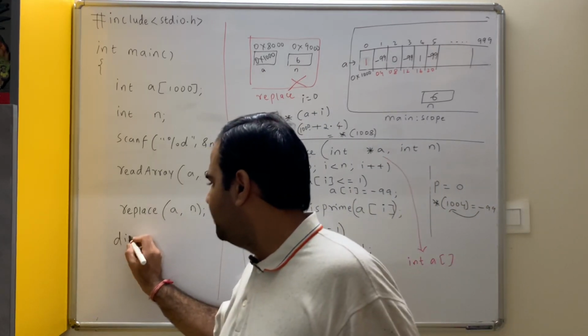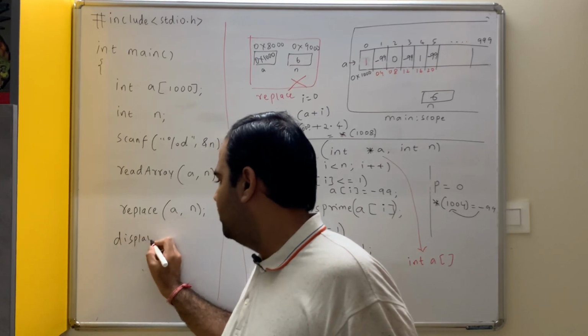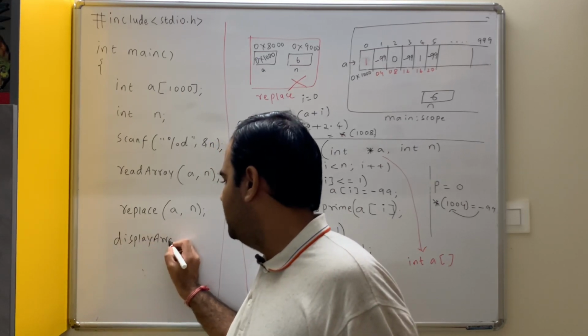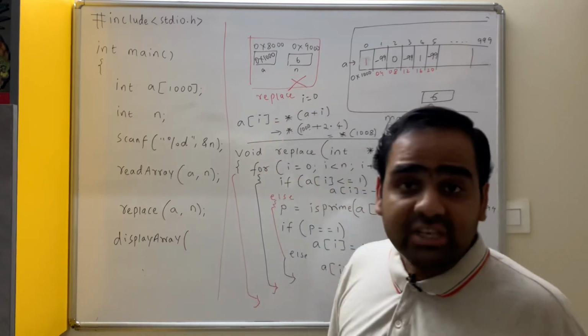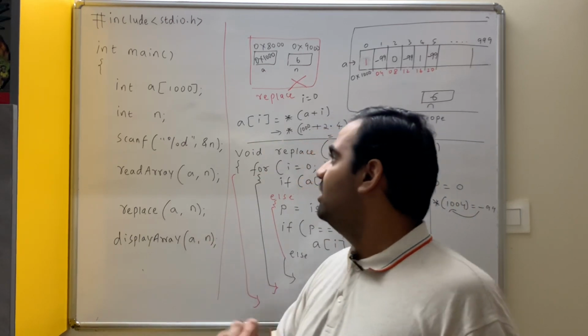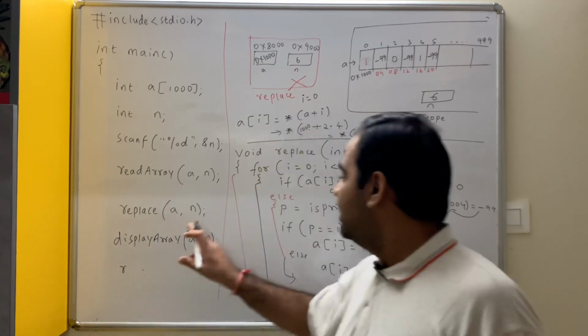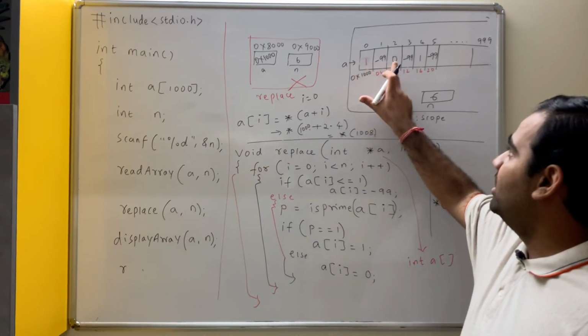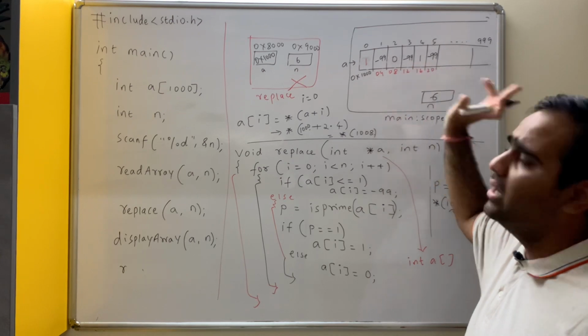We call the display array function. Which array do I want to display? Array A. And how many array elements are there? There are n array elements. It will display 1, minus 99, 0, minus 99, 1, minus 99.